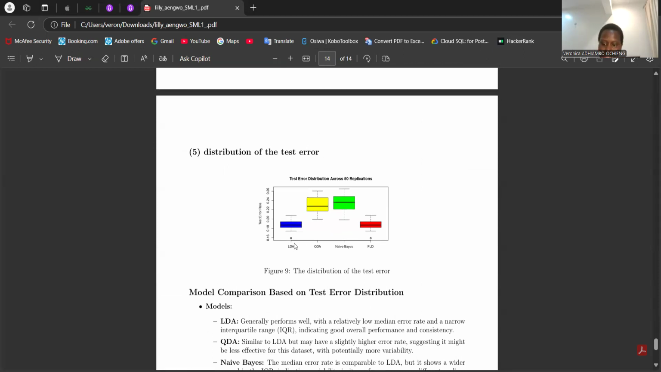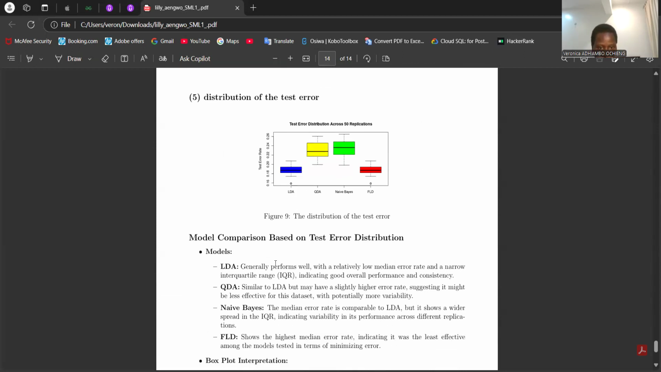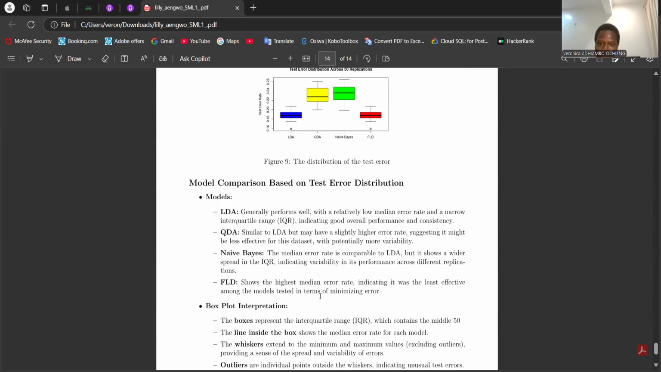And I found that the optimal model was the best model because it has a low median error rate and a narrow interquartile range, indicating good overall performance and consistency.